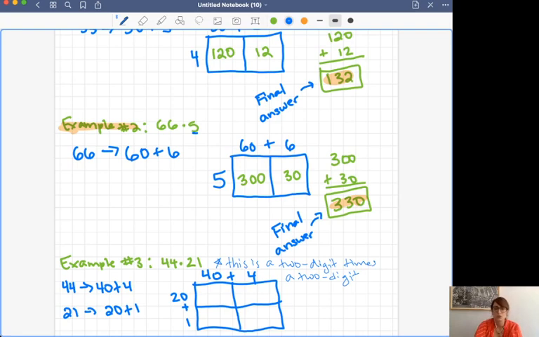So the first one is 20 times 40. Well, I know that 2 times 4 is 8. So there's 2 zeros there. So it's going to be 20 times 40 is going to give me 800. 20 times 4, again, 2 times 4 is 8, but this time there's only 1 0, so that's going to give me 80. 1 times 40 is 40, and 1 times 4 is 4.